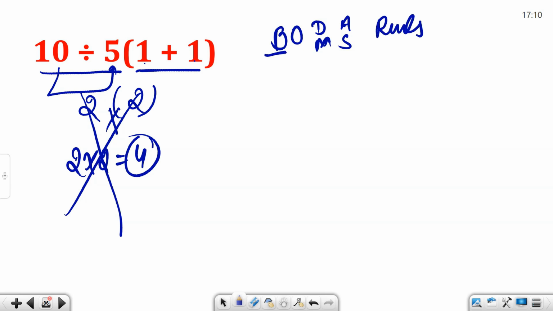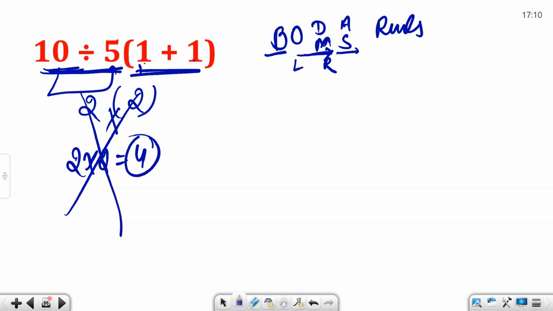First, we solve the brackets, then division, multiplication, and then addition and subtraction. Division and multiplication have the same priority, so we check from left to right. When checking from left to right, we solve the operation that comes first, and then the next one. This is just like how we handle addition and subtraction. In this question, it's 10 divided by 5.